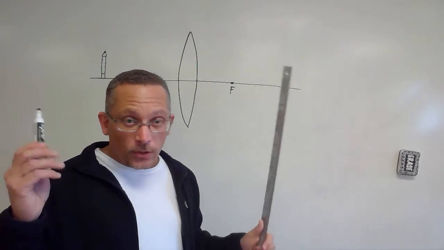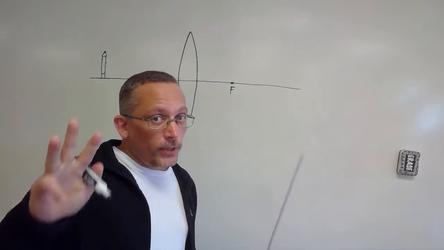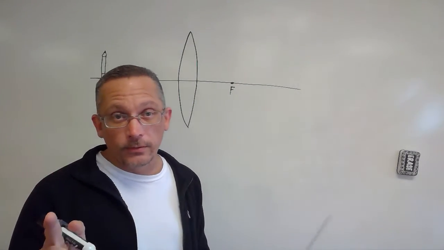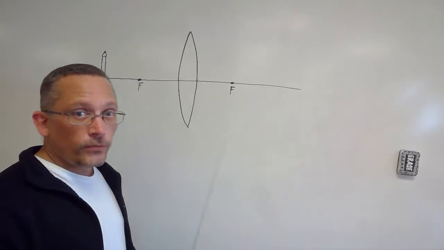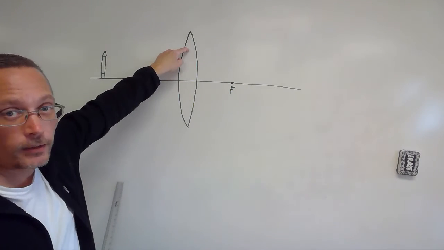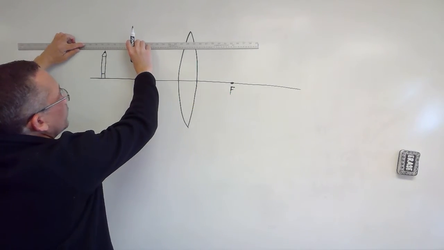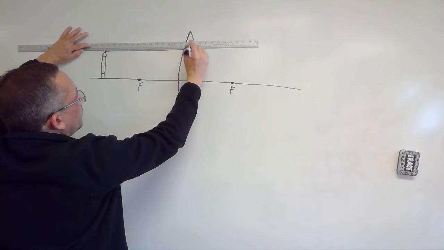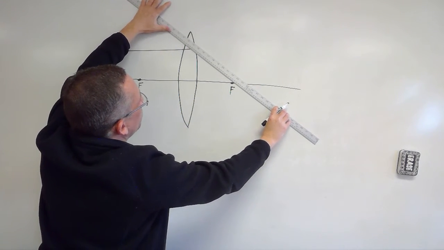Now to draw the ray diagram, you need to make two of the following three lines. There's three lines you can make. They should all intersect in the same place. Two of them will show you where that intersection takes place. The first one: draw a line from the top of your object to the lens and then down through the focus.